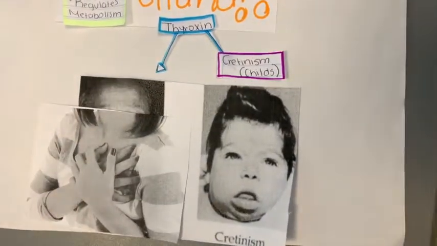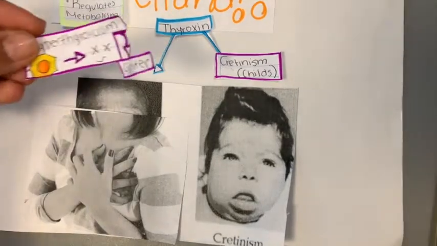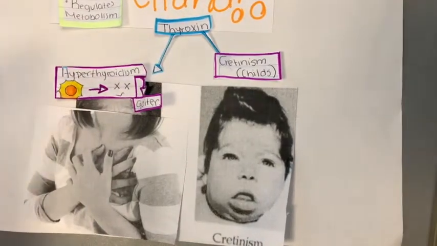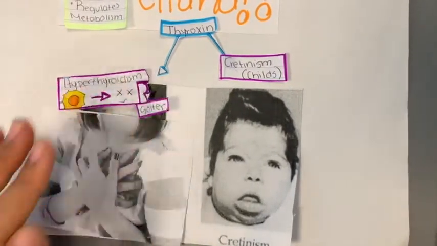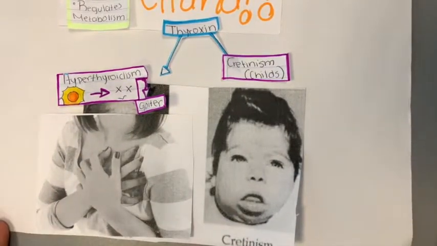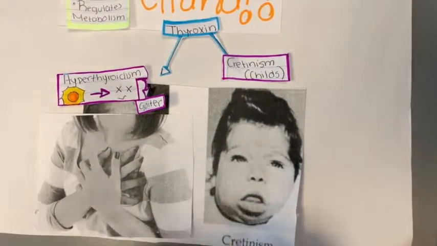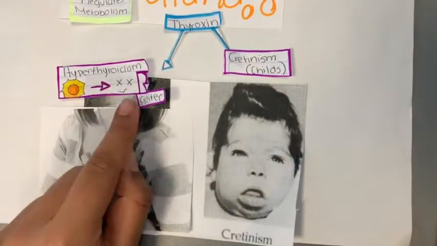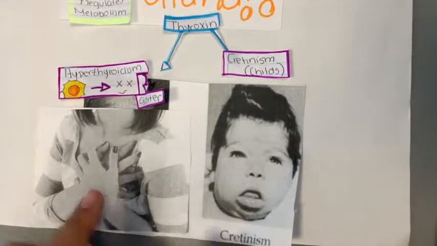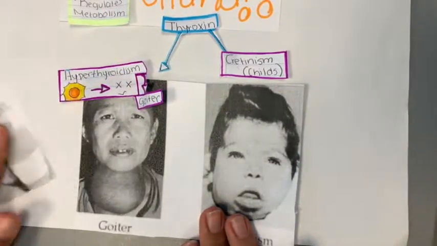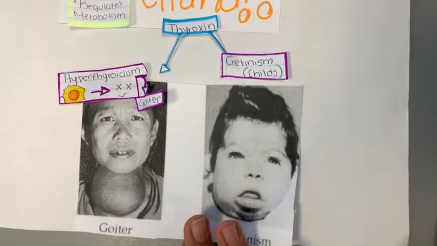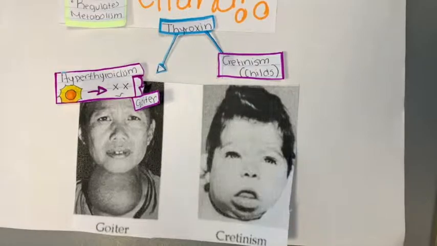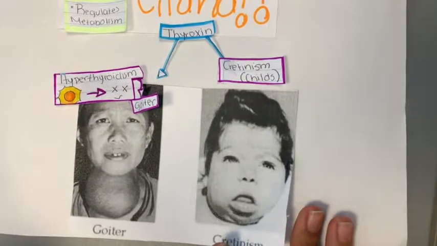And now, if you have too much, then you can also have hyperthyroidism. Now, what is it? Well, it's a disease in which you can go from elevated body temperature to a heart attack. Now, if the thyroid enlarges, this is called goiter, then it can be a sign of hyperthyroidism.